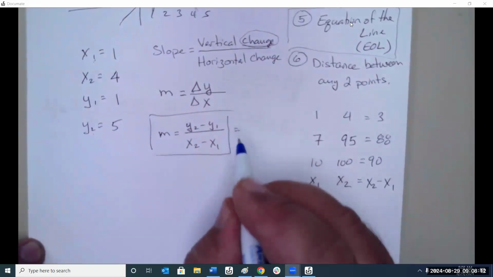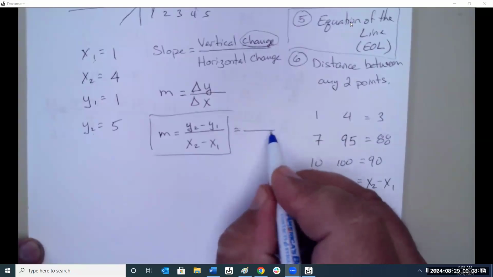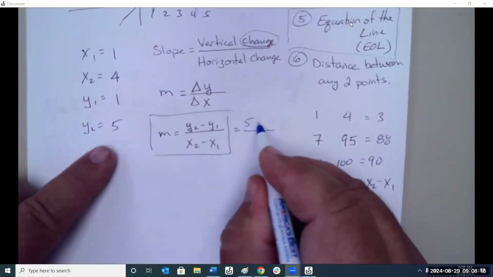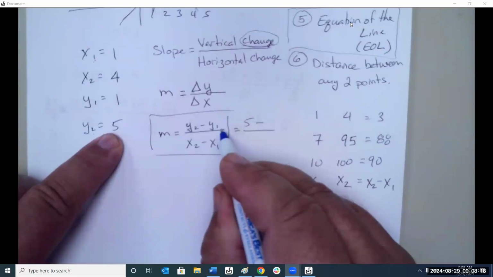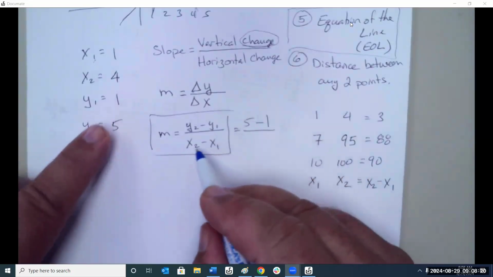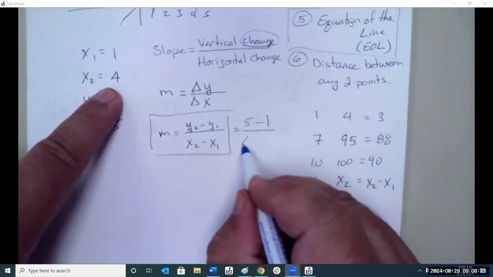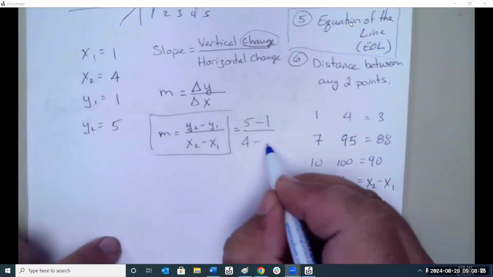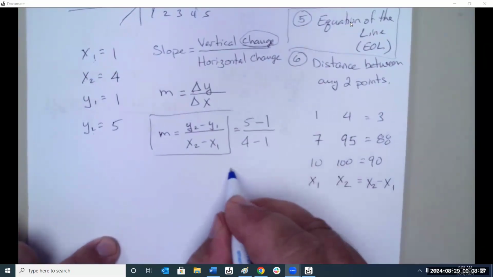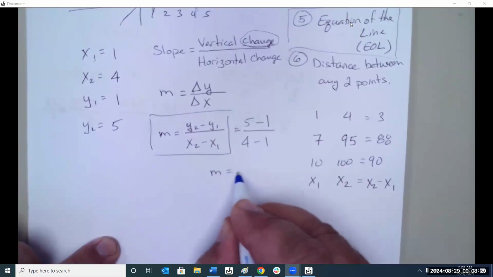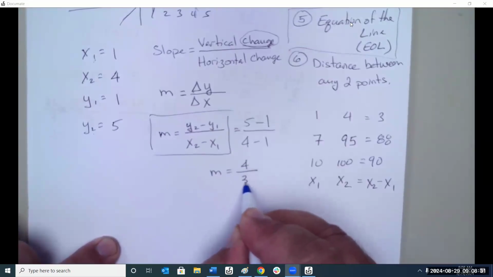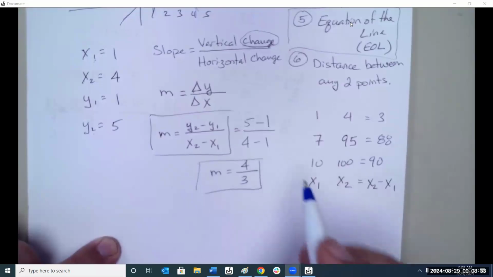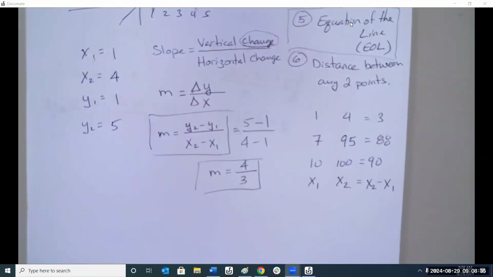So let's calculate it. What is y2? What is y1? What is x2? And x1? So my slope is 4 over 3. Do not change that to a decimal.